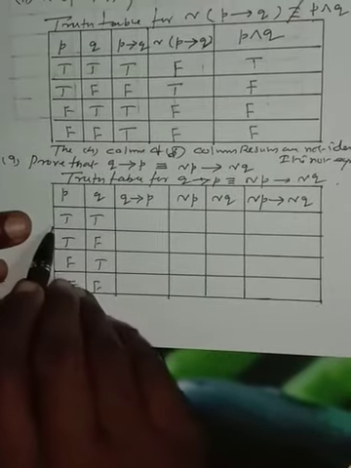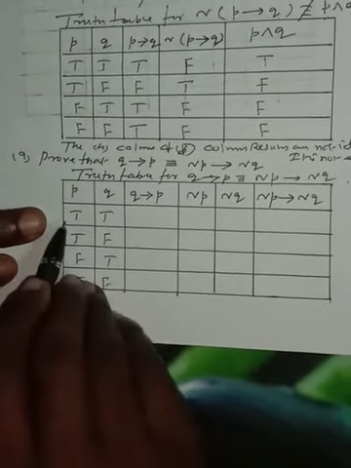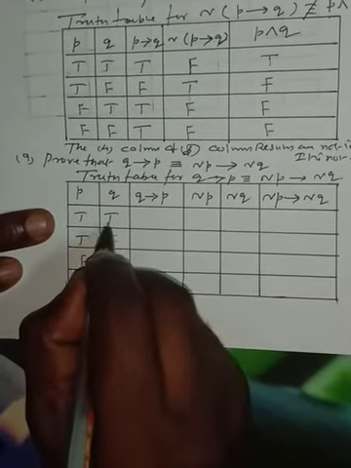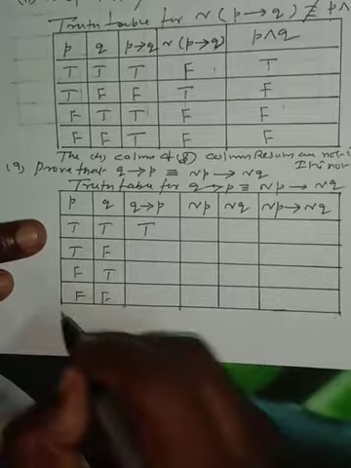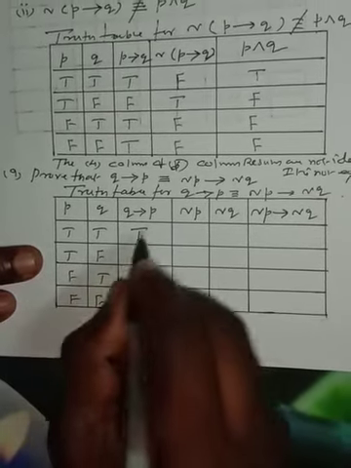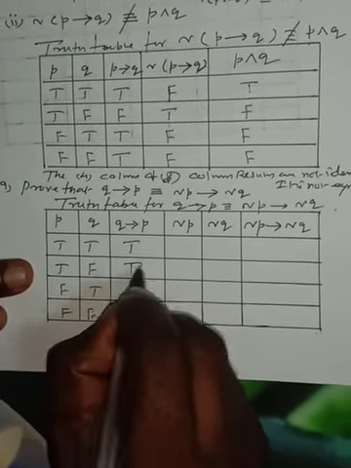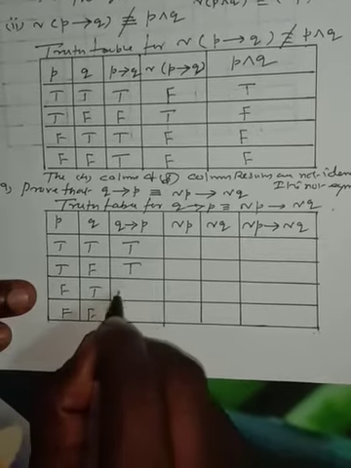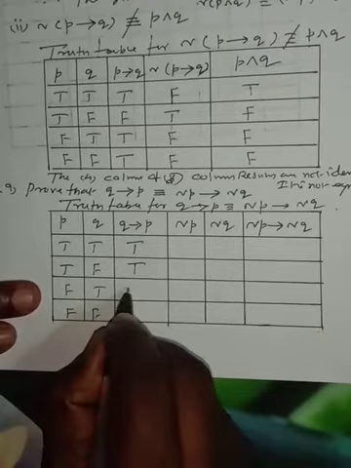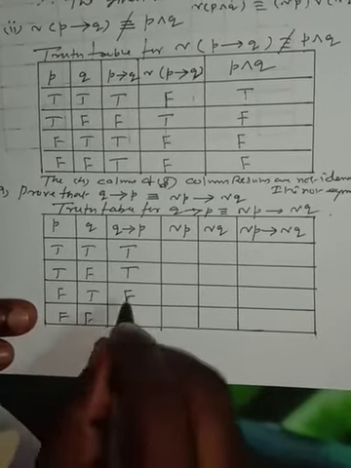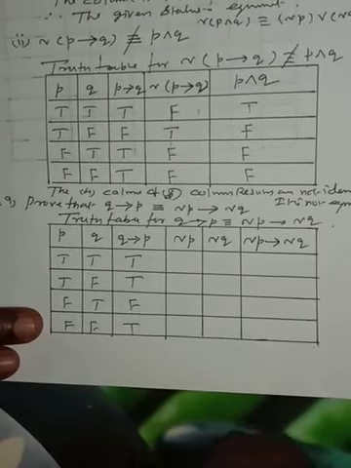Now Q implies P. T implies T is true. F implies T is T. T implies F is F. Next, F implies F is T.